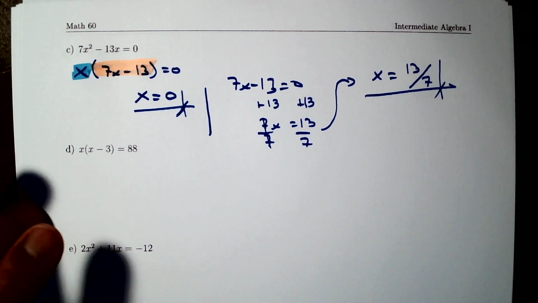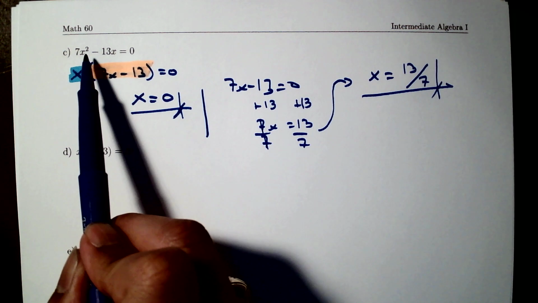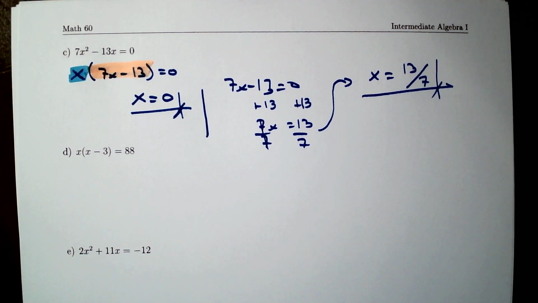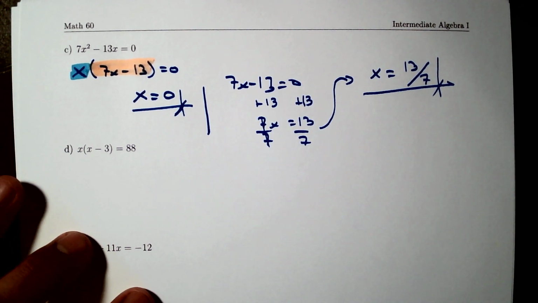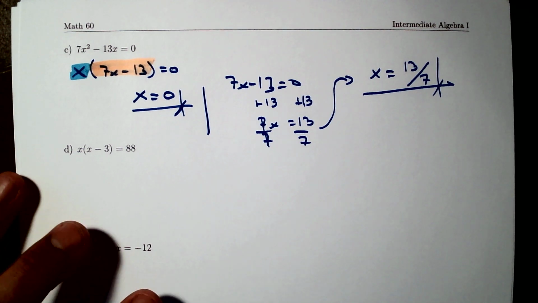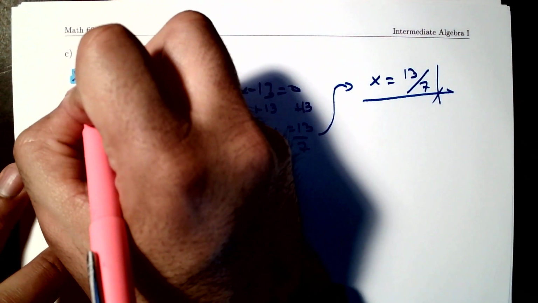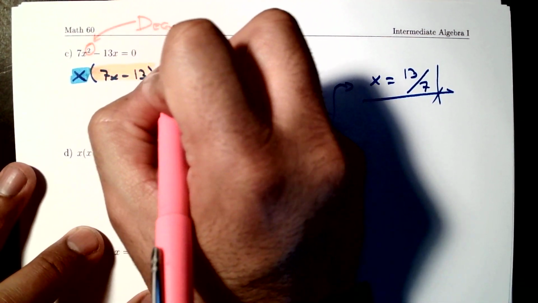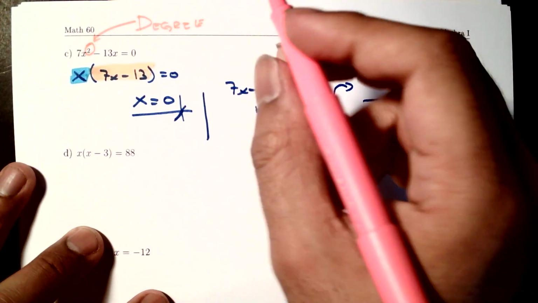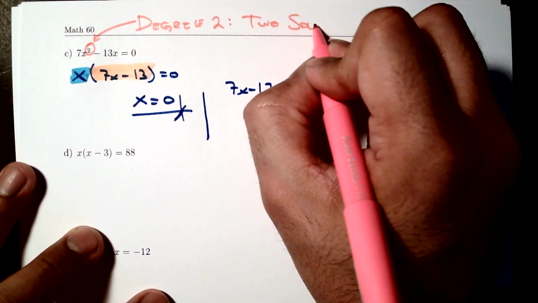And then divide both sides by 7, and then x equals 13 over 7. Okay, two solutions. Well, why are there two solutions? Well, because the degree of the equation is a second degree equation. And later we're going to move on to equations with more solutions. I think it's worth writing that down. So I'm going to circle these two: degree 2, two solutions.